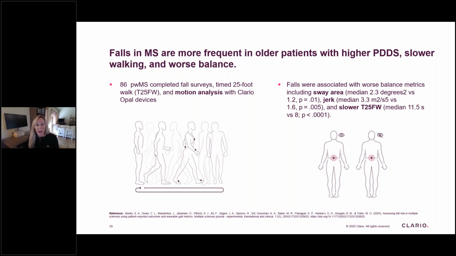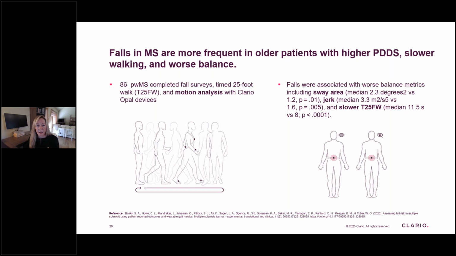So while we're capturing movement endpoints, we want to make sure they actually matter to the patient, right? We need to understand the pathology, we need to understand the behavior, but does this matter to the patient? Well, one of the number one things that does matter to everyone is falling, right? We know that falls are linked to further injury, further hospitalization, increased healthcare costs. So we want to understand the relationship of these measures to falls.